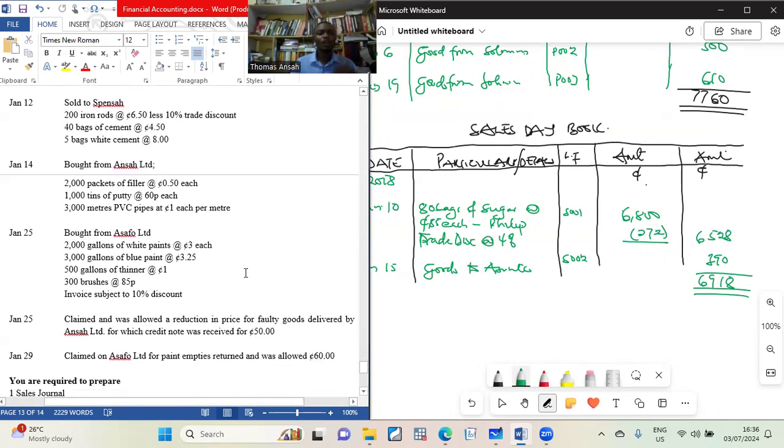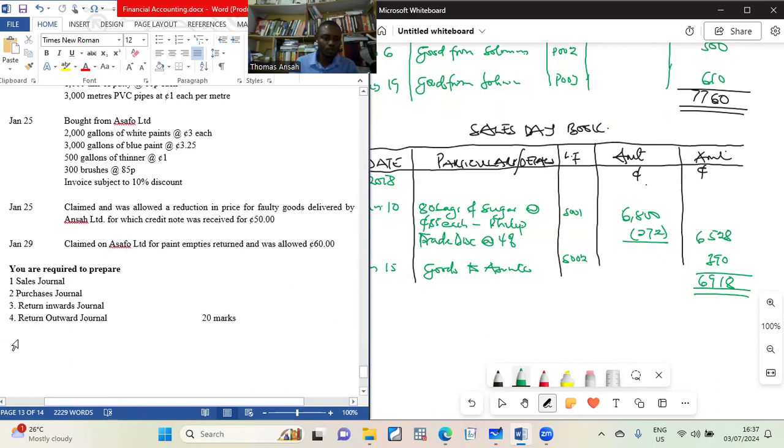After that, we are supposed to prepare a sales journal, purchases journal, return inwards journal, return outwards journal. So you create these journals. It's not difficult. You can actually do this. So let's practice little by little, then you can get it perfected. After the journals, don't forget, we'll move on to a ledger.